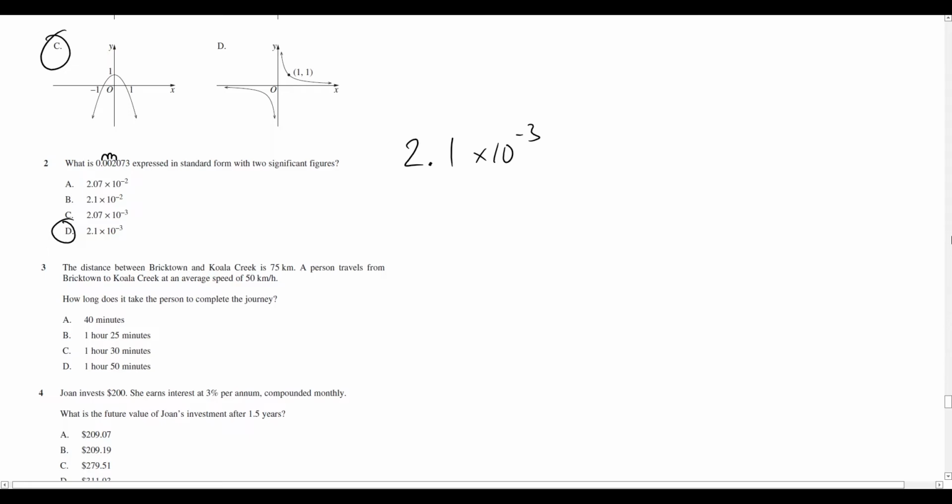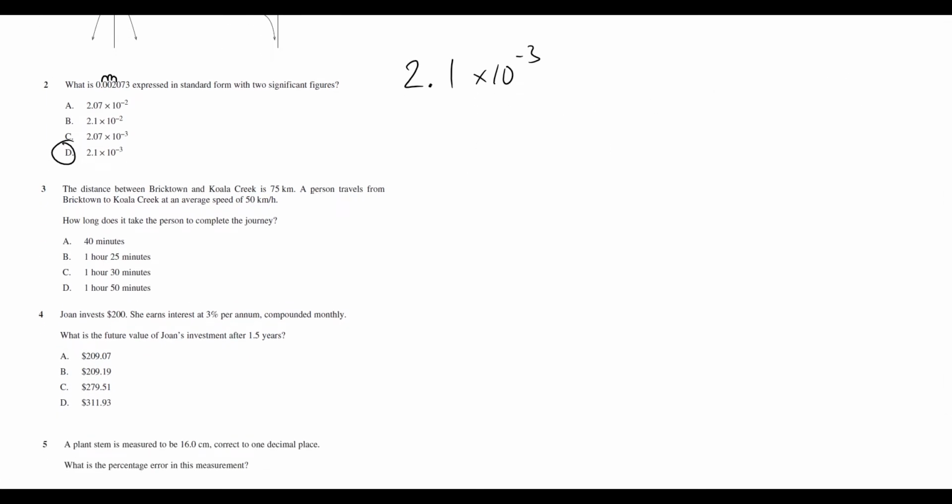Okay, part 3. The distance between Bricktown and Koala Creek is 75 kilometers. A person travels from Bricktown to Koala Creek at an average speed of 50 kilometers per hour. How long did it take the person to complete the journey? Well, how many lots of 50 kilometers are there within 75 kilometers? There's just 1.5. So it would take us 1.5 hours, or 1 hour and 30 minutes.